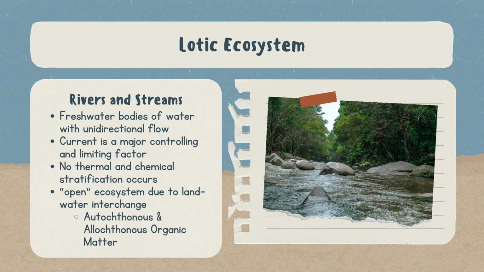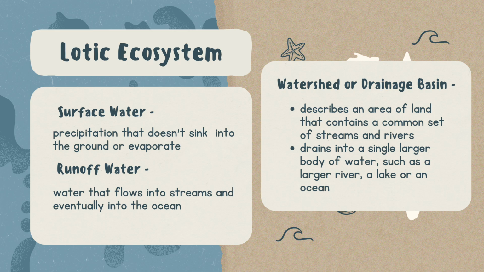So take note that rivers and streams is an open ecosystem, which means that the organic matter produced in this ecosystem can be autochthonous or allochthonous. By autochthonous, this means that the sources of organic matter in estuaries is being produced within the estuary by the primary producers. On the other hand, allochthonous means that the organic matter is transported to the estuary via rivers or affluents. So to proceed, here are some attributes of a lotic ecosystem.